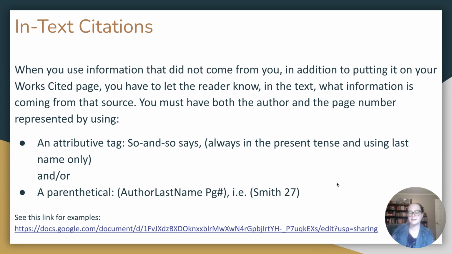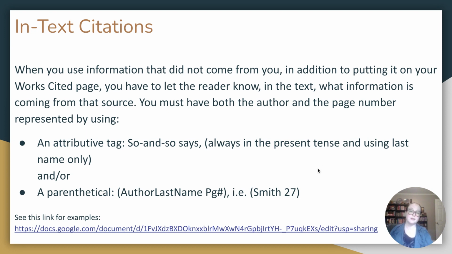Basically your in-text citation is a reference to a works cited entry on your works cited page, okay? So you have to give a few pieces of information, and there are a few ways to do that. You can have an attributive tag, like so-and-so says, which should always be in the present tense, not so-and-so said, but so-and-so says, and using the last name only. Okay, you are not on a first name basis with your sources, so make sure you use their last name, not their first name.